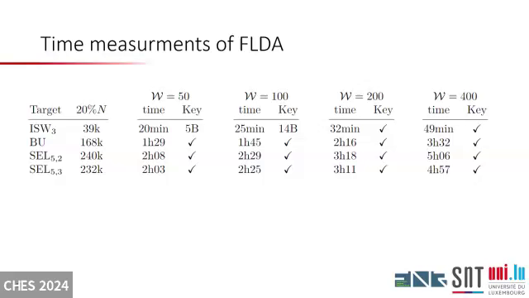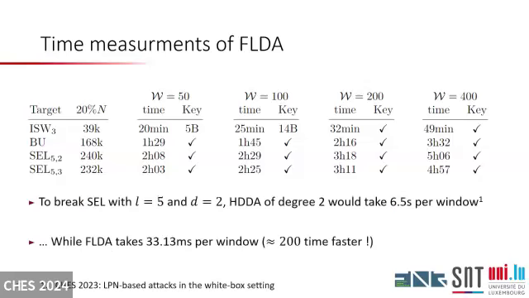But actually it's not very interesting to observe these numbers, since what would be more interesting is to observe the time that it takes FLDA to process one window. We computed this for W equal to 50, and compared it to HDDI of degree 2 that we implemented last year. HDDI of degree 2, to break cell of degree 2, takes 6.5 seconds per window, while FLDA, also for window size 50, takes only 33 milliseconds. And since HDDA has a much worse complexity, if we take a bigger window or degree 3, it will become incredibly slower compared to FLDA.